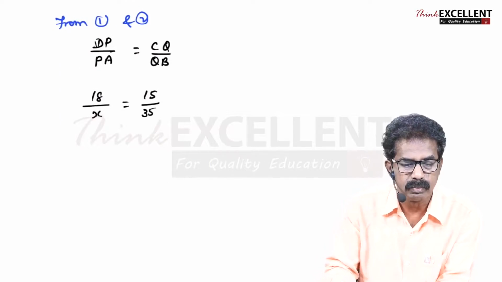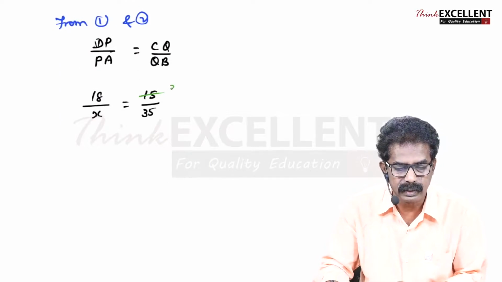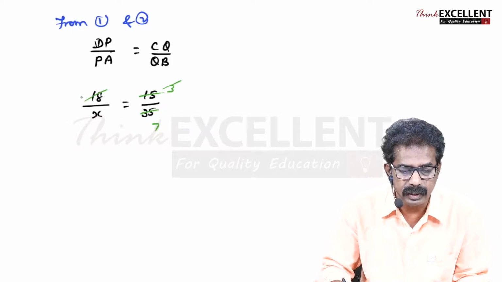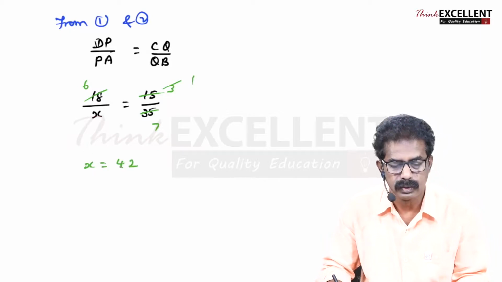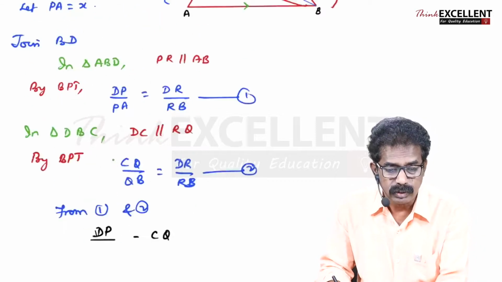Now listen how to simplify this. 5 times cancel, 3 and 7. Now this 3 and 18 you cancel, 6 times, right? So here nothing. So X into 1. X is equal to 6 sevens are 42. This is the X value, don't stop.